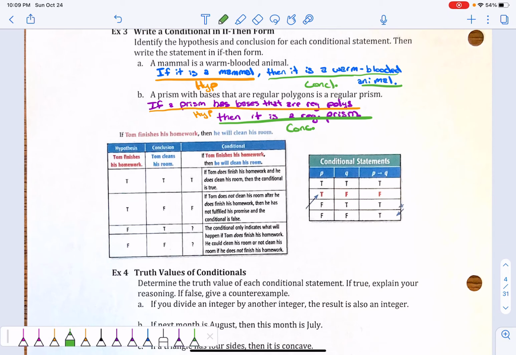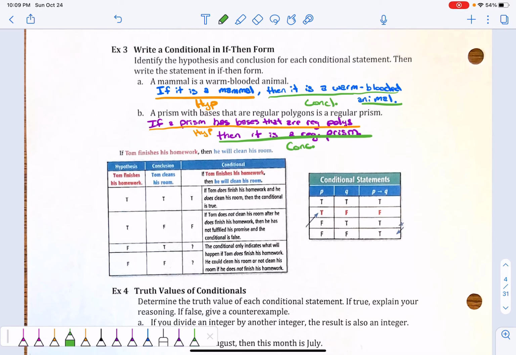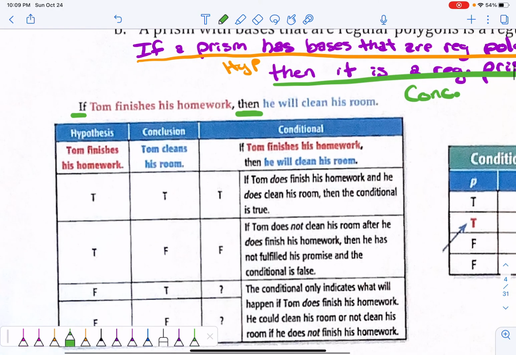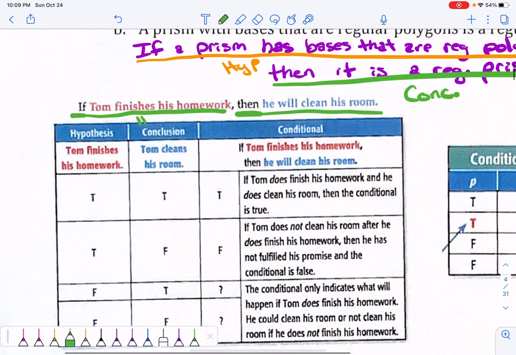All right. This section talks about the truth value of a conditional statement. Okay, so we have a conditional statement. We have if something, then something. So we're talking about if Tom finishes his homework, then he will clean his room. Okay, and we're talking about the truth value of that. All right, if Tom finishes his homework, that's the hypothesis, and then he will clean his room is the conclusion. Okay, so he's talking about finishing homework first and then cleaning his room second. Okay, that's kind of important here.